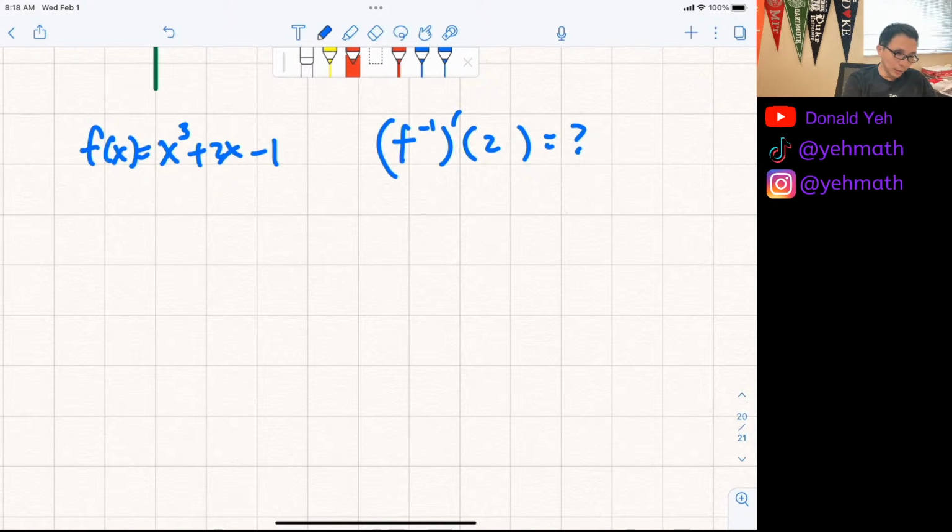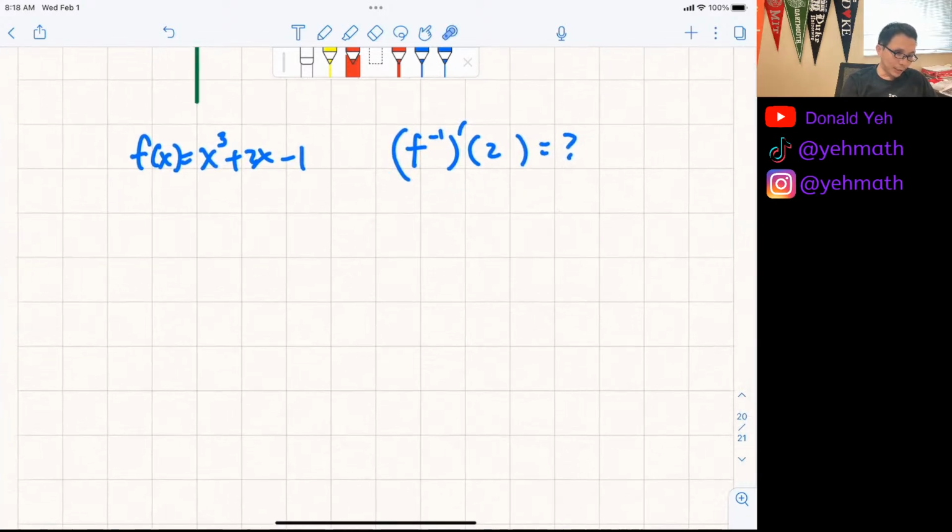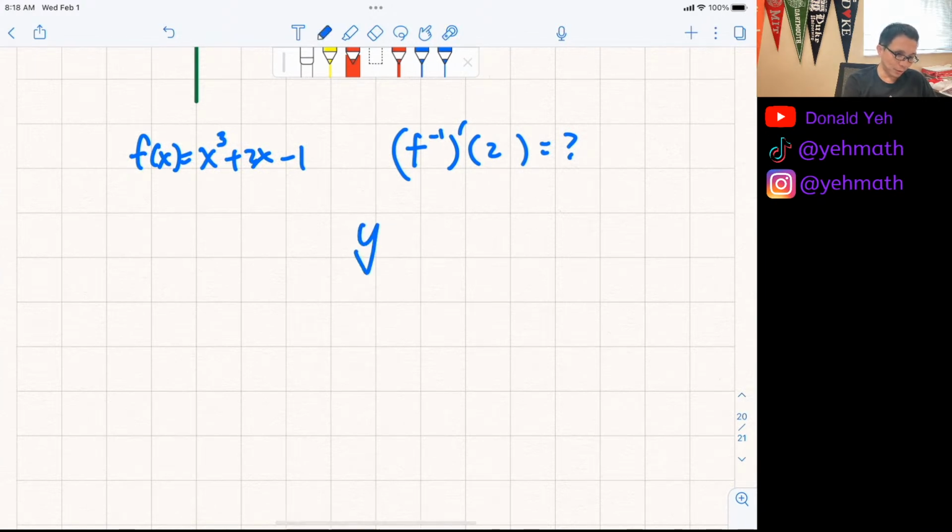So, I'm gonna use this as the thing that will disappear. So let's try to find the inverse function. Let's just say, hey, let's find the inverse function. It will disappear because it's not that important.